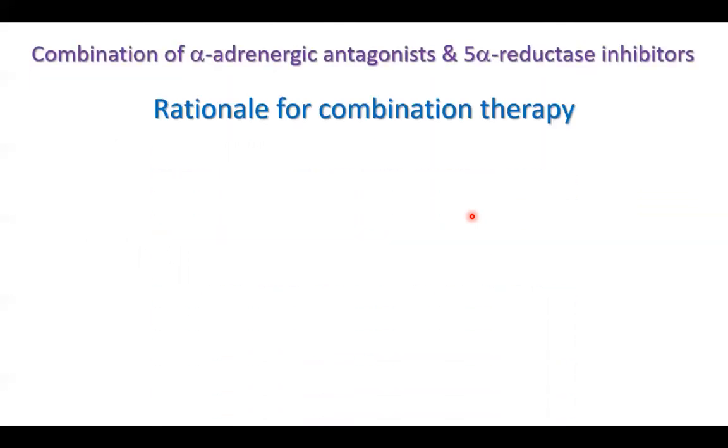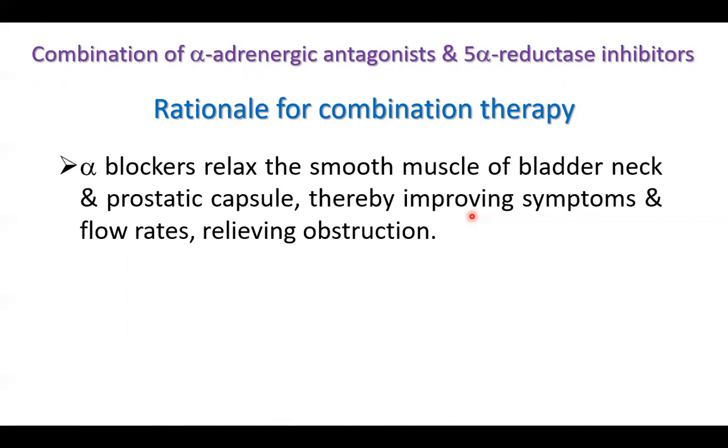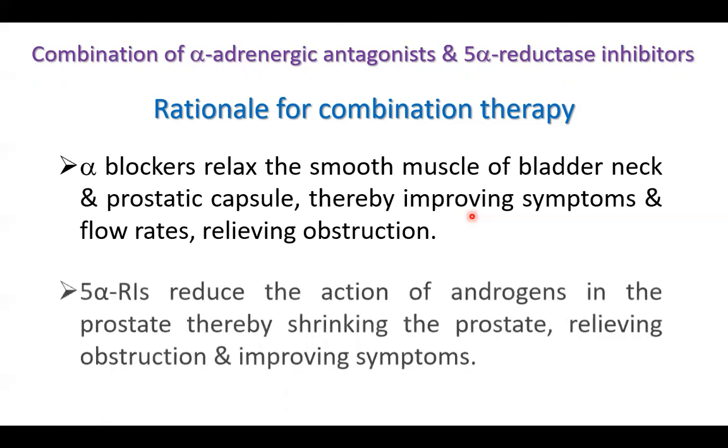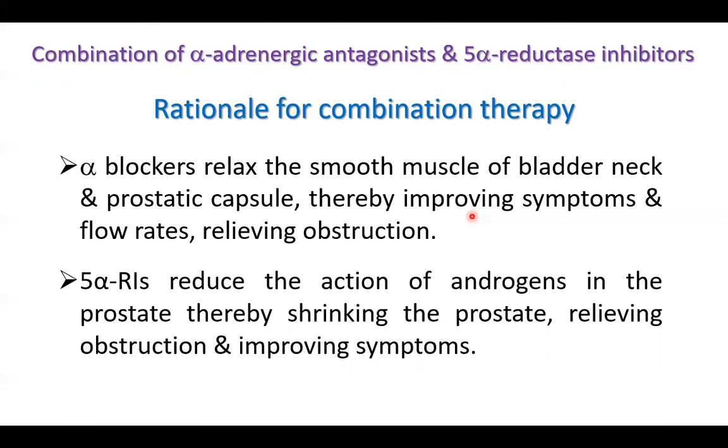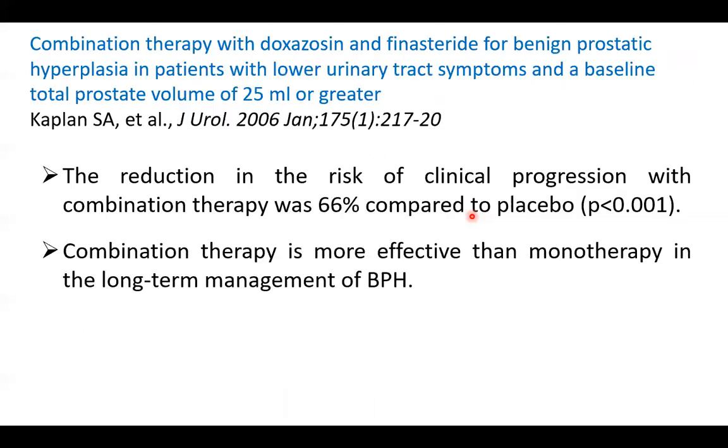And then we use combination therapy. Again, you can rationalize why combination therapy is important, because one takes care of the symptomatic part and should be quicker in onset, and this takes care of the pathogenesis and takes longer. Alpha blockers relax smooth muscles of the bladder neck and prostate capsule, thereby improving symptoms, flow rates, and relieving obstruction. And 5-alpha reductase inhibitors reduce action of the androgens, and thereby shrink the prostate size, relieve the obstruction and improve symptoms. And they did a study which showed the same things.